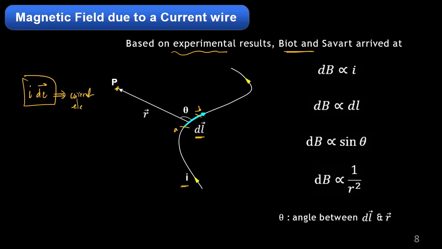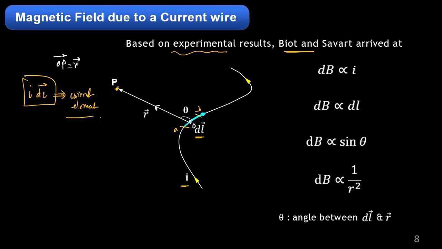So I choose a small current element on the wire itself, and let us say O is the center point of this current element. From O, I want to measure the magnetic field at point P. P is the point located at a distance of r from the point O. The vector OP is our r vector. So I want to calculate the magnetic field at that particular point P.